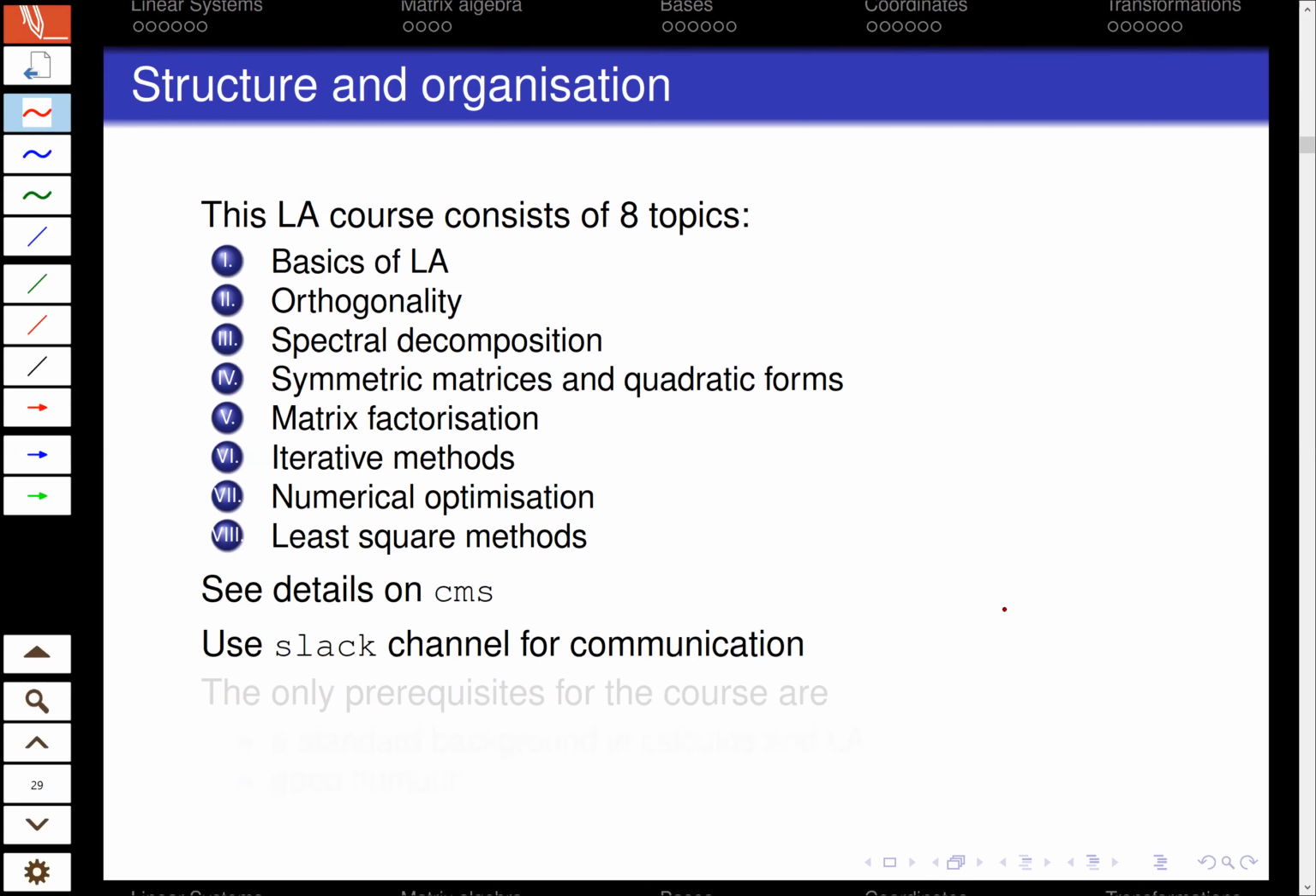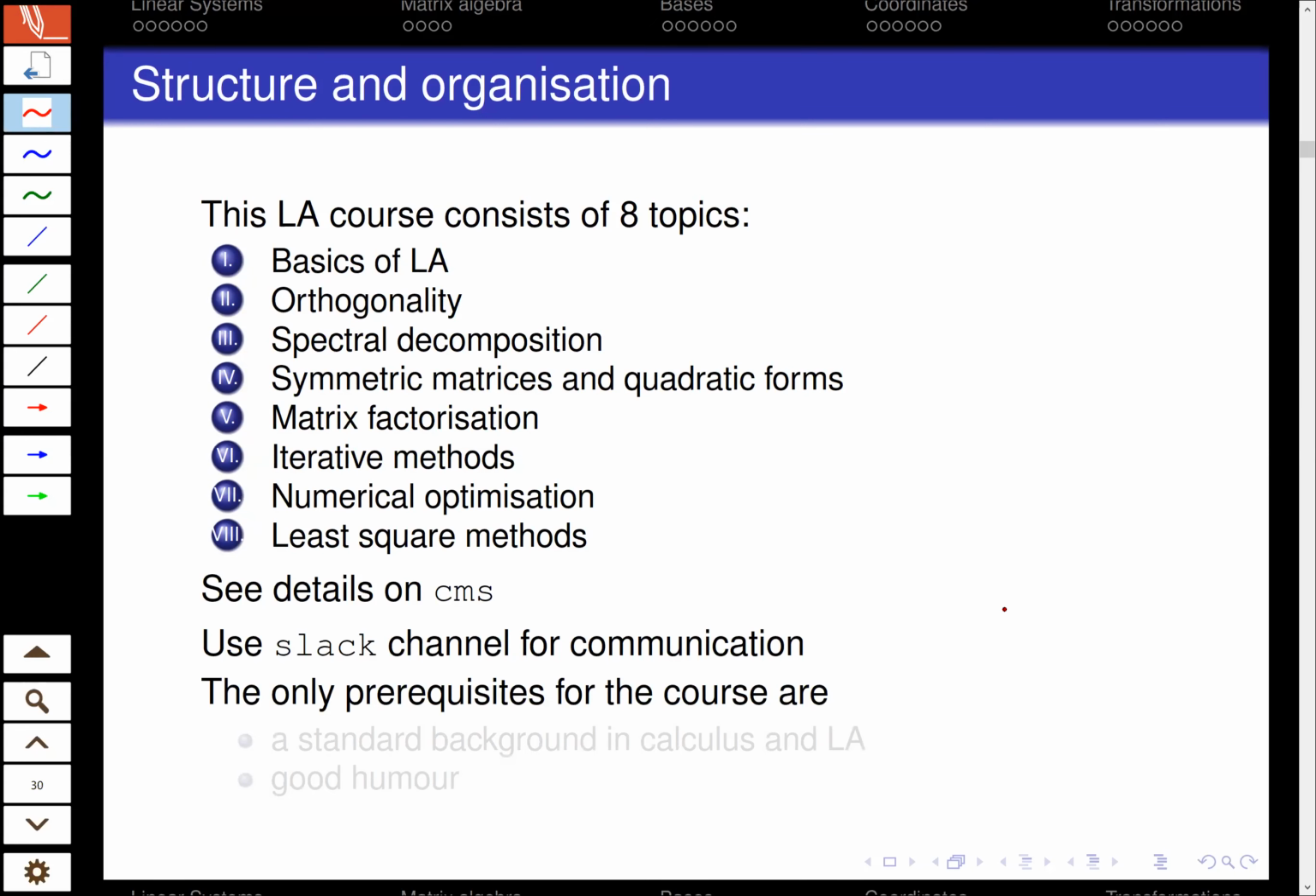Good. So all the details are on CMS. Have you seen the syllabus on CMS? Was it easy to find? Good. Because sometimes my students say that there is no syllabus. Yes, there is no word syllabus, but all the topics which are in the syllabus are there.